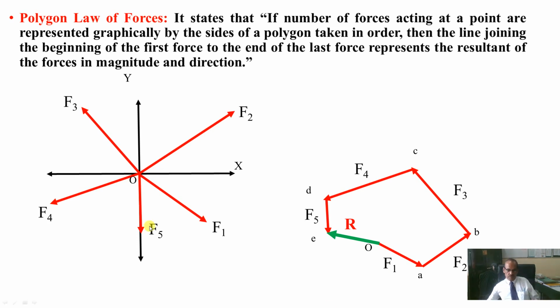Now you see, F1 I have represented graphically, F2 I have represented graphically, F3, F4, F5, okay. And then this is the closing line. We are going anti-clockwise, but for the closing line, we'll have to go in reverse order, O to E. This is the resultant. So this line OE, if you measure and multiply it by the scale, you will get the magnitude of the resultant as well as its direction. This is called the polygon law of forces.